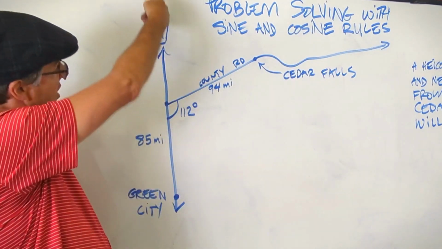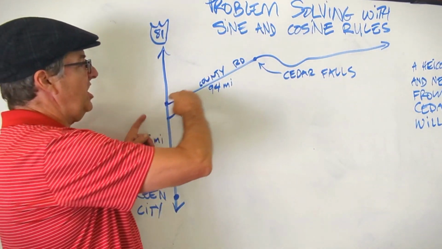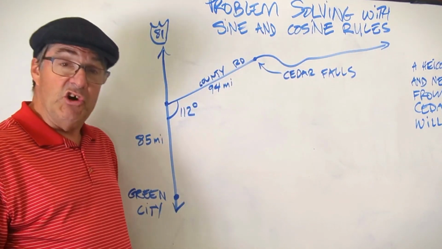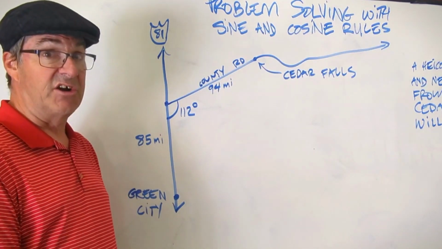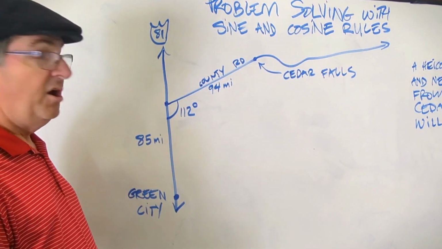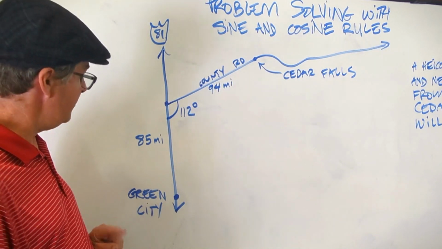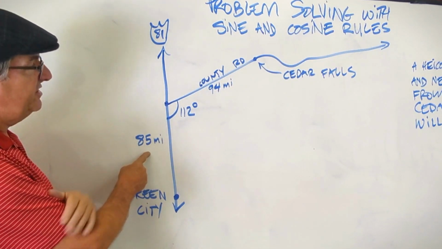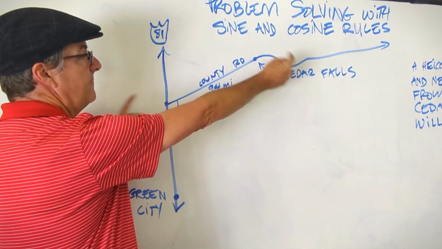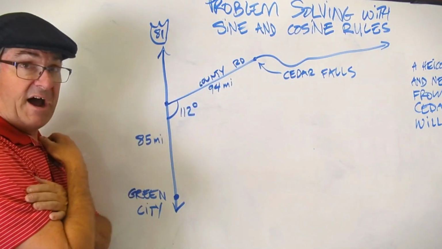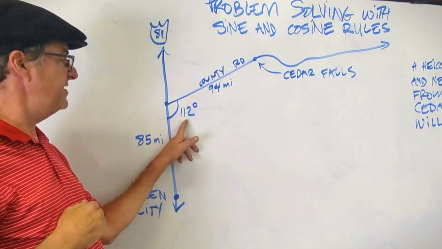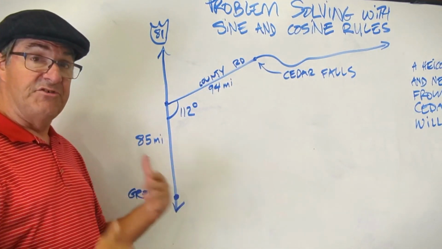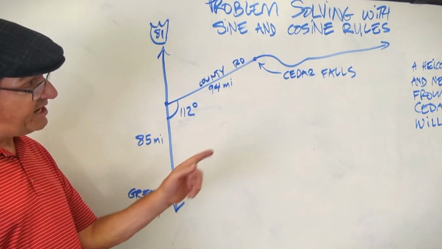These lines are roads. This is US 81, a straight up and down road. And this is a county road that goes straight for here, and then it gets all wiggly. But the segments that we need to look at are straight, so that's going to help us use our triangle geometry here. The diagram has given a little bit of information. This distance here from Green City to the junction is 85 miles, and the distance from the junction to Cedar Falls is 94 miles. So we know those two distances, and we have this angle, the angle that these two roads make with each other, is 112 degrees. So that's helpful.